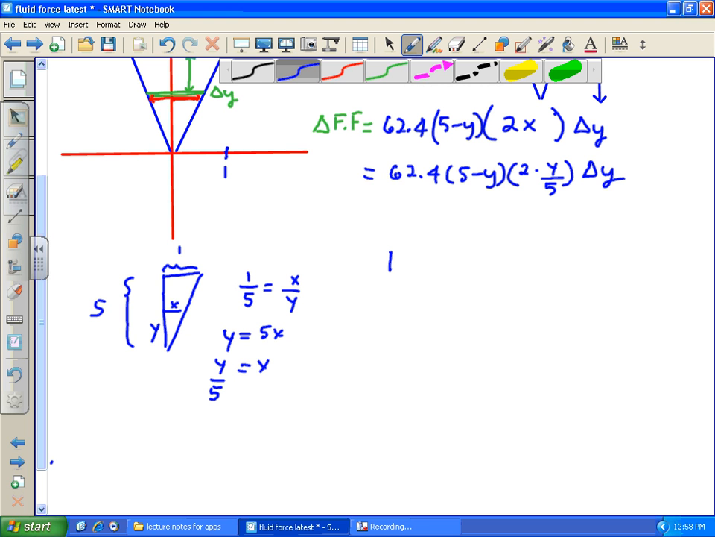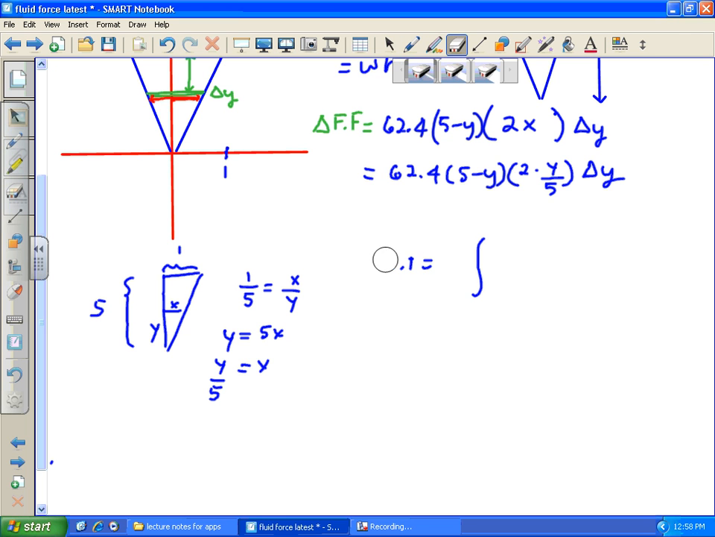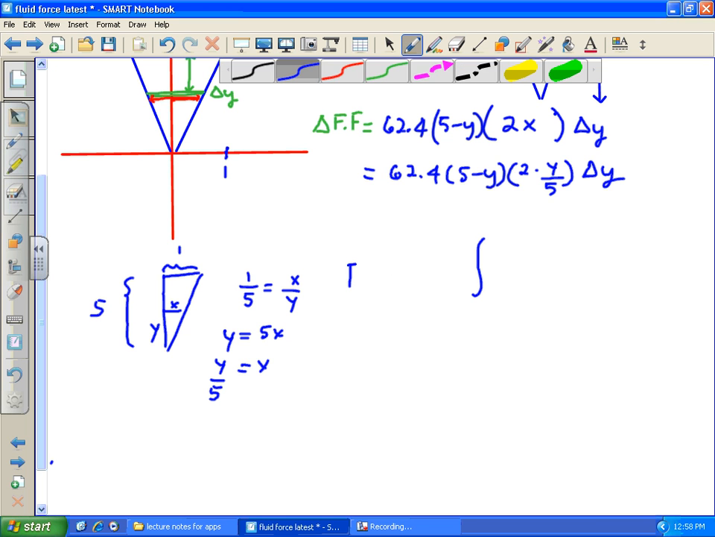So fluid force equals the integral of, while I did it, I will factor outside the constants to make it a little bit easier. So let's say fluid force equals, okay, I will take outside 62.4. What else could I take outside? 2, and what else? Exactly, basically 2/5 can be taken outside, right? And inside I will have phi minus y times y. Delta y becomes dy in the limiting process. And how about the limits of integration?